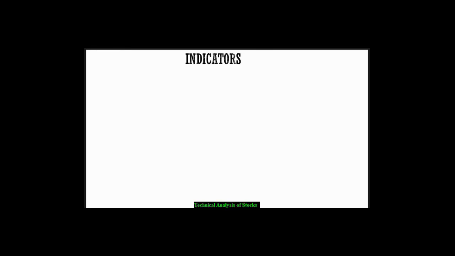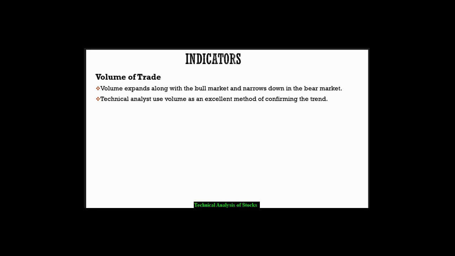Let's discuss these indicators. Volume of trade. Volume of trade is the amount of trades executed by the investors during the bull market and the bear market. Volume of trade expands along with the bull market and it narrows down in the bear market. Technical analysts use volume as an excellent method for confirming the trend.